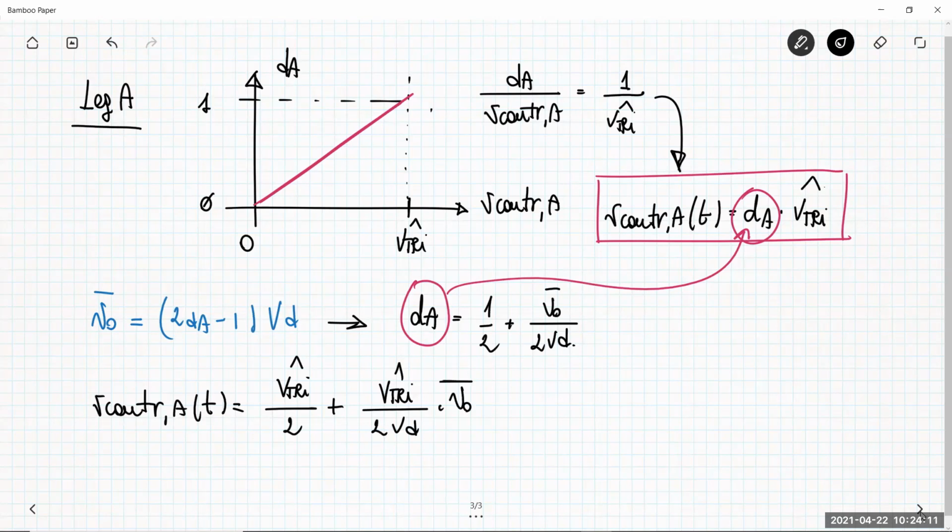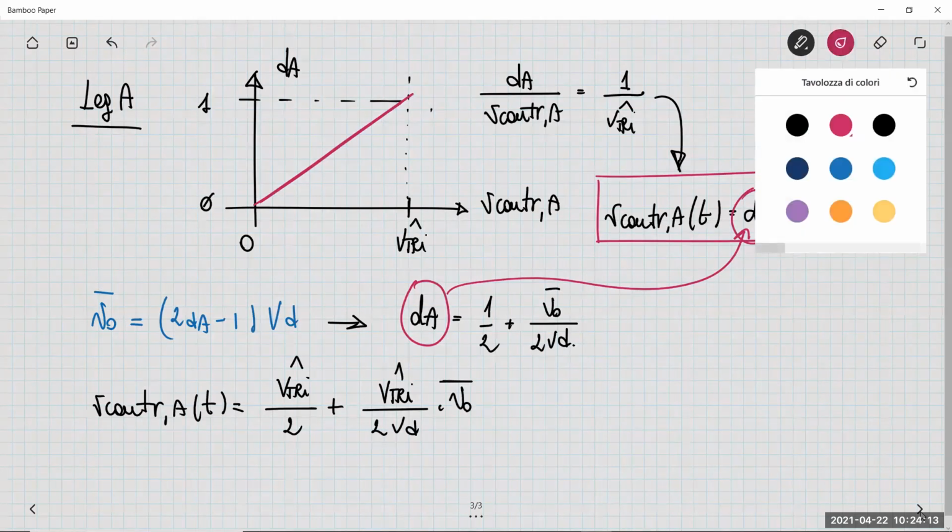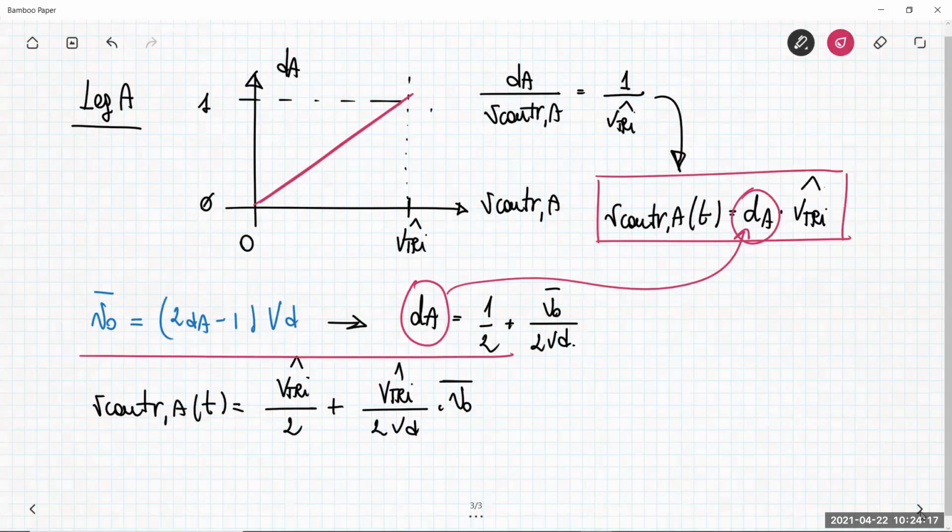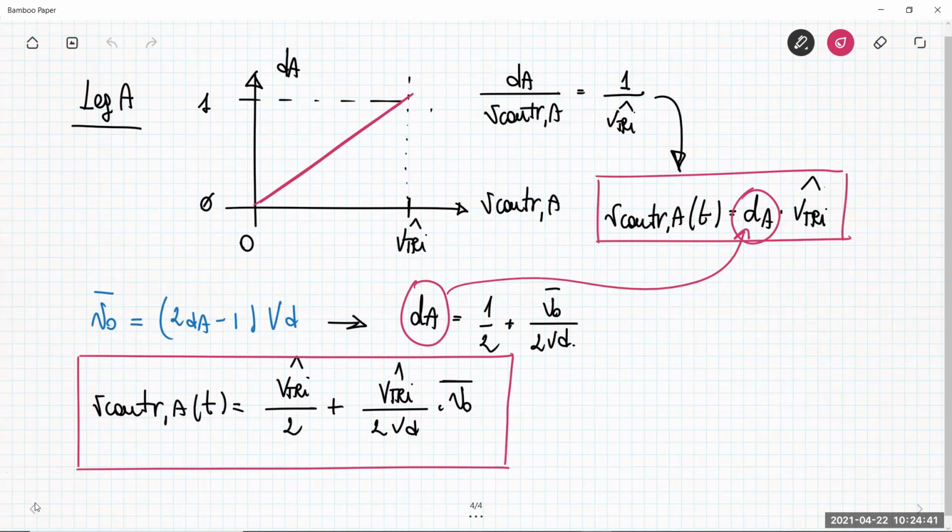This is the relationship between the control voltage of the leg A and basically the average value of the output voltage V0. This is what we can find out for the leg A. But now we also have to define the control voltage for the leg B. So what about the leg B?